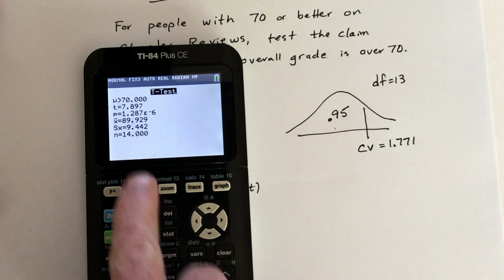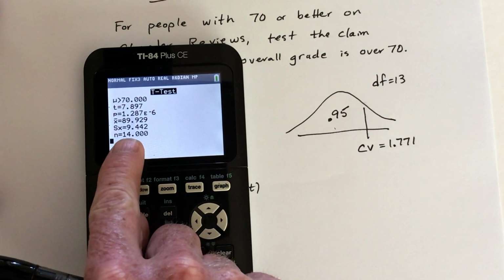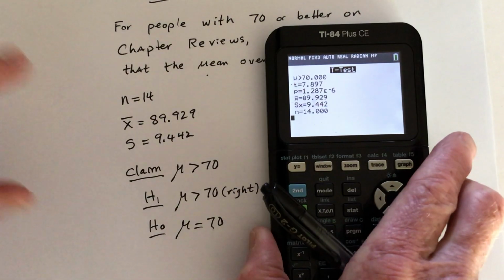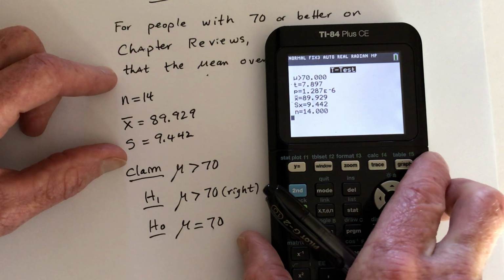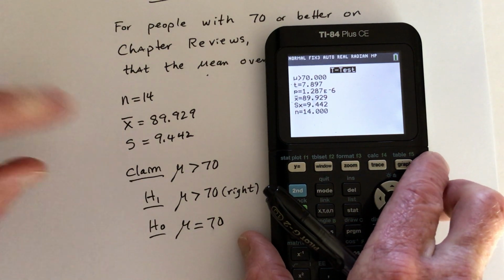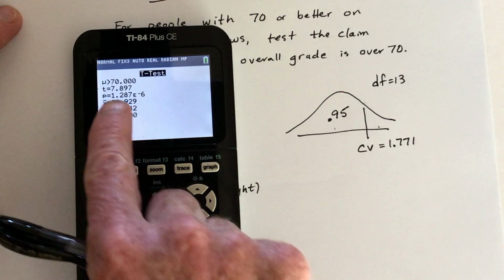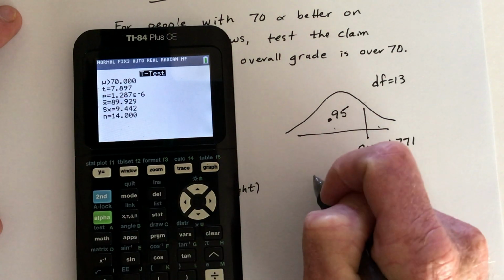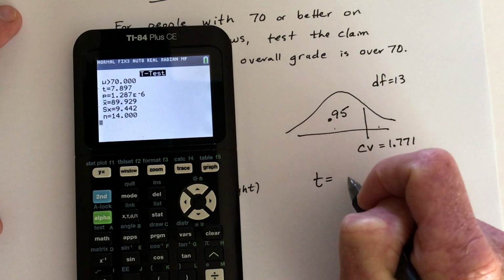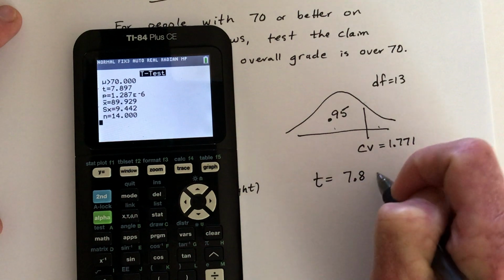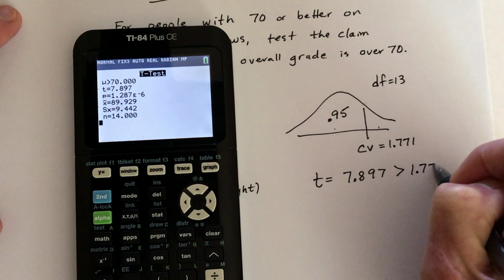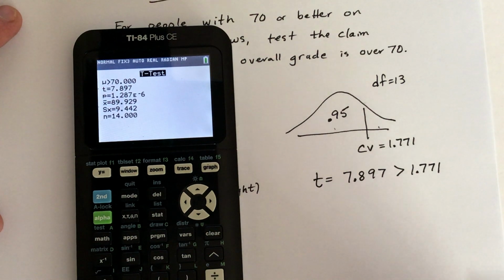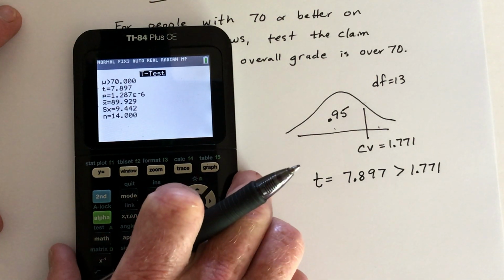And notice right here, it gives me the mean and standard deviation in n. So I actually didn't have to do that earlier. I could have just done it right now with the t-test. But either way, here it is. Then the last part is this number is the test statistic. So t equals 7.897. And that is bigger than 1.771, which means we actually did prove something.